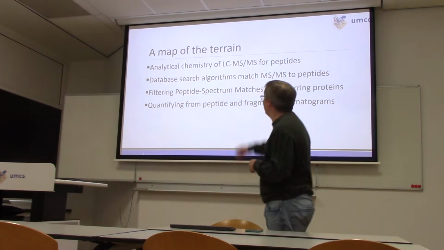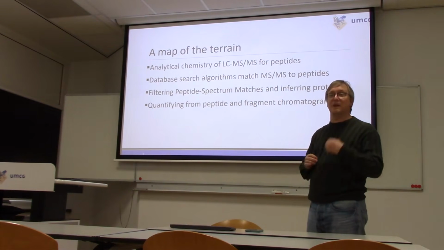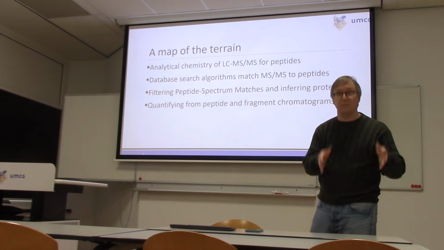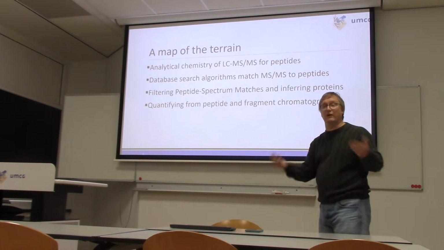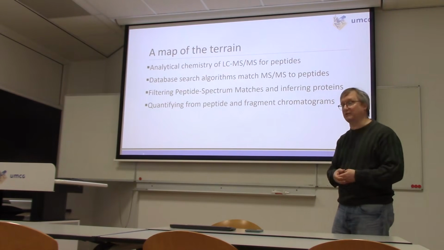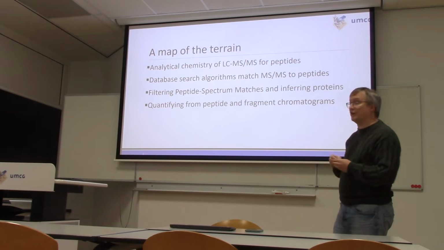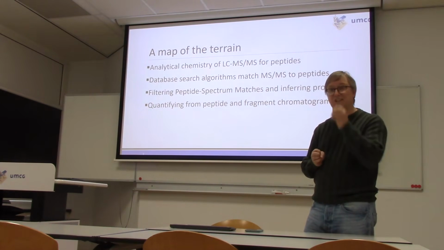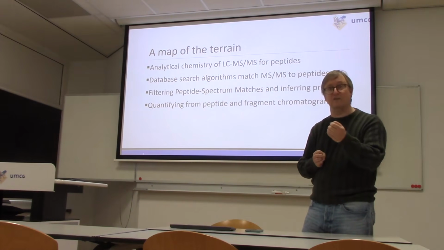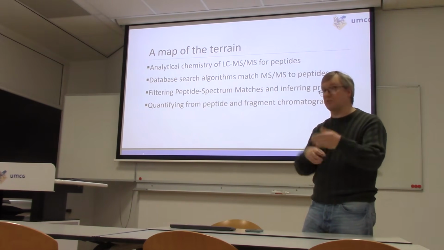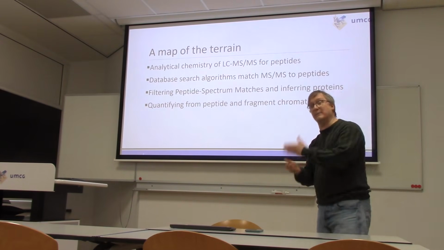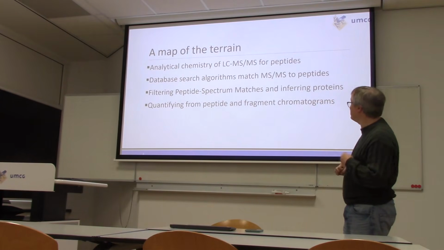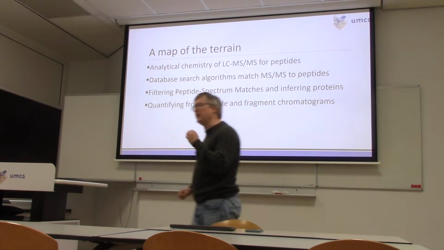We're going to start with analytical chemistry. What are the methods we use to get samples ready to shoot in the mass spec? And how do we carry out mass spectrometry, tandem mass spectrometry on these samples? We're going to talk about database search algorithms. These are probably the most essential part of bioinformatics for determining what peptides are present in a mixture based on MS data. After the break, we'll have filtering peptide-spectrum matches and inferring proteins.